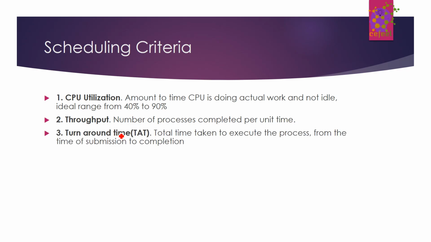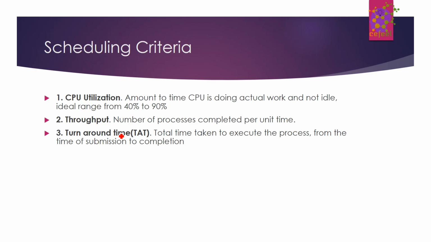The next important criterion is the turnaround time. When processes come and want to get executed, we have to see how much time it takes for each process to get completed. It's an important criterion because we don't want processes to wait a long time before getting executed on the CPU. So total turnaround time is basically the time from when the process is submitted to the ready queue to the actual time of completion.